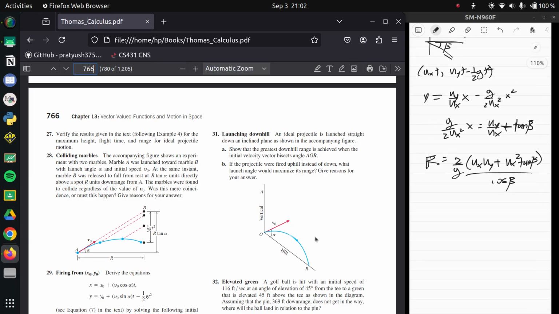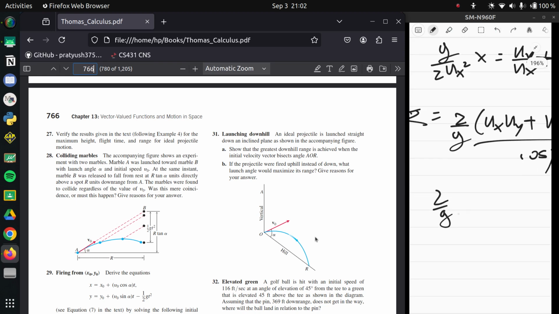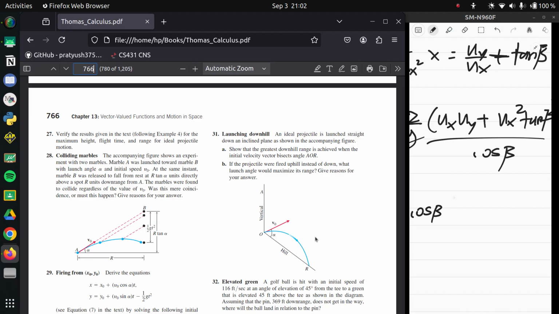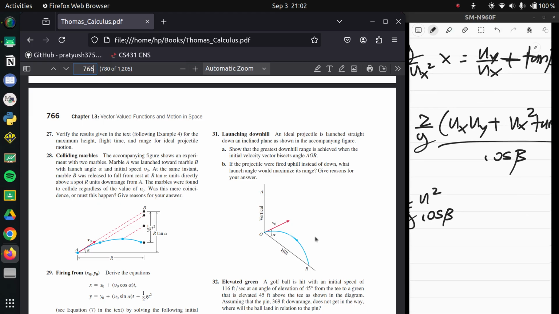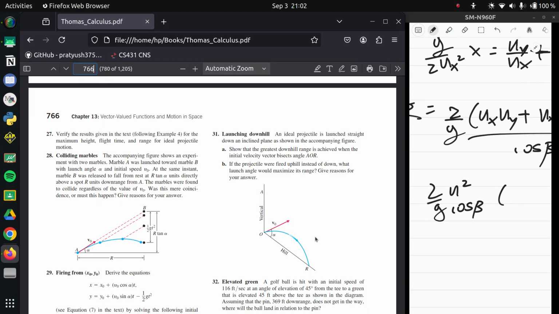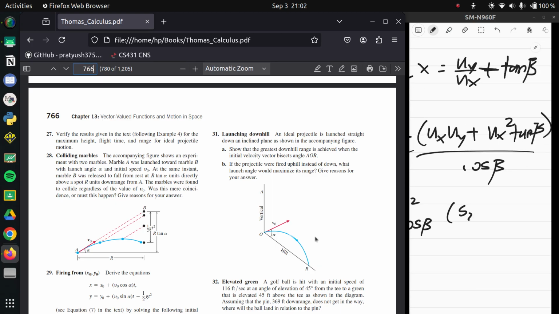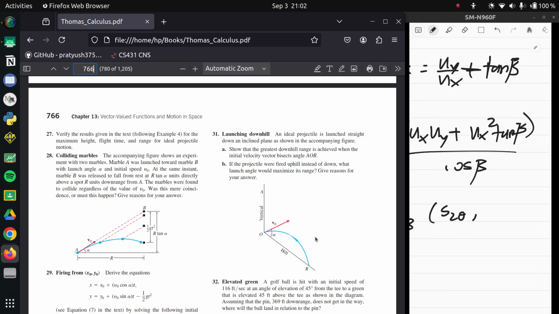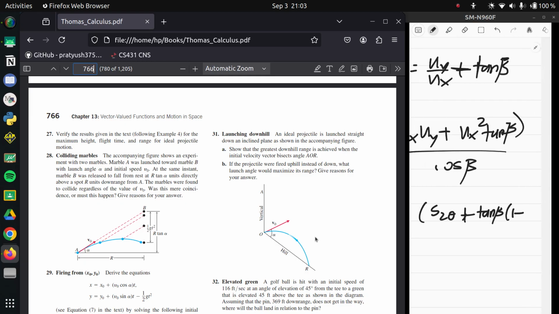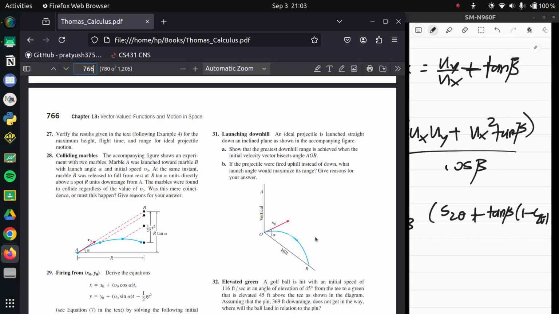So to maximize this, we can rewrite it as 2 by g upon cosine beta, and you got u squared, and it's like sine cosine. So you can just take that 2 inside, right? So it becomes sine of 2 theta plus tan beta times sine square, so this is tan beta times 1 minus cosine 2 theta. I'm gonna cry like this.